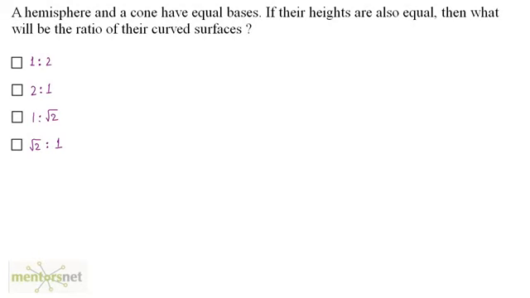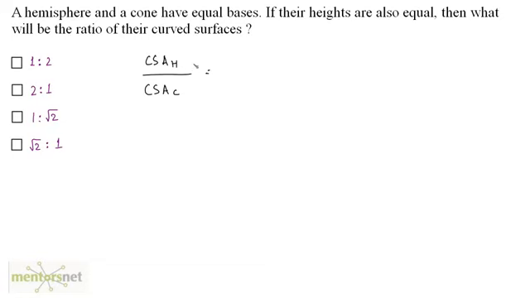A hemisphere and a cone have equal bases. If their heights are also equal, then what will be the ratio of their curved surfaces? Now, it has been given that the hemisphere and the cone have equal bases. What does that mean? Well, it means that both of their radii are equal. Right? Now, we have been also given that their heights are equal. And what is asked? We have been asked the ratio of the curved surfaces of the hemisphere and the cone. Let us write it. Curved surface area of the hemisphere upon curved surface area of the cone.